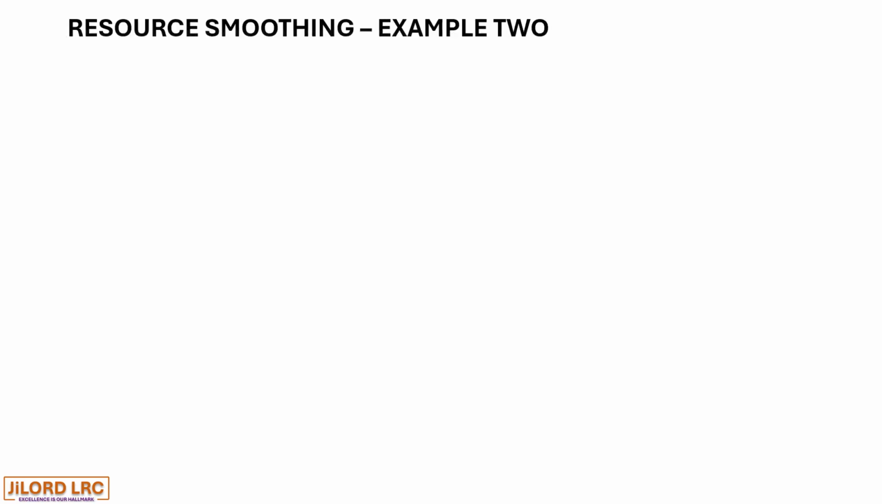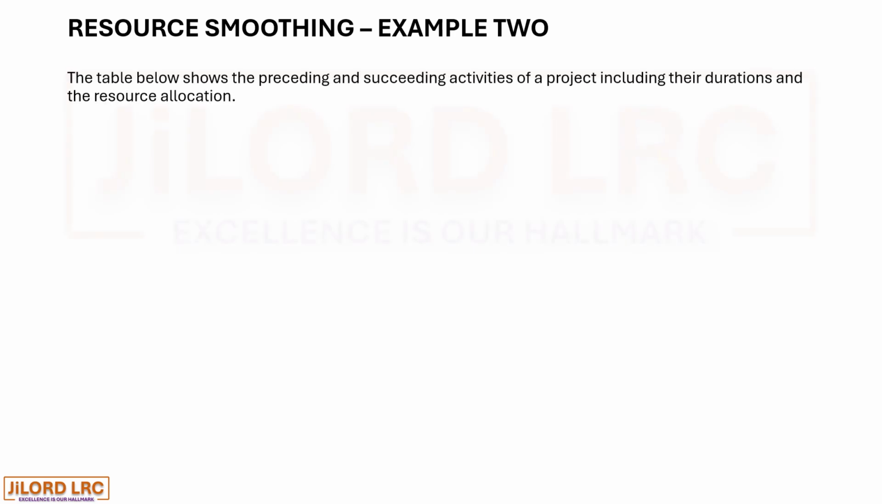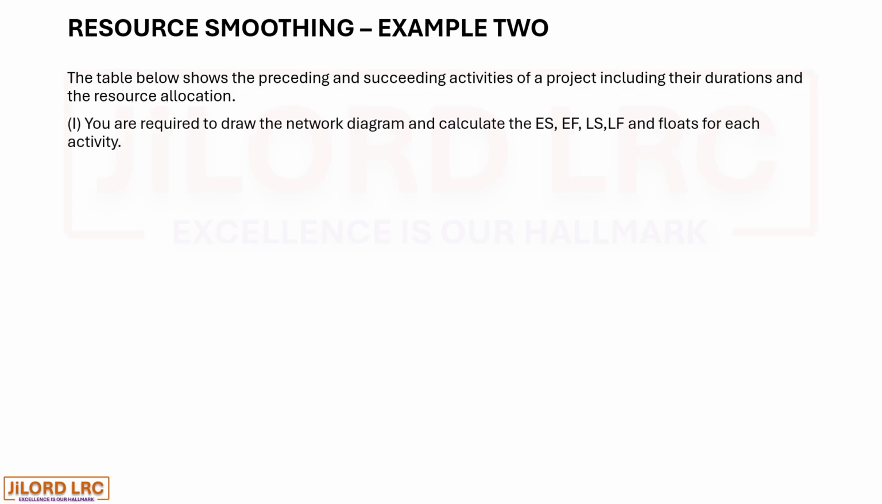Now, let us take a look at another example. Resource smoothing, example 2. The table below shows the preceding and succeeding activities of a project, including their durations and the resource allocation.